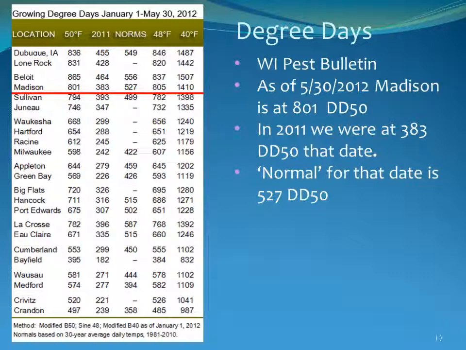This year, for the date of May 30th, I looked at the Pest Bulletin, and I believe we were at 400 degree days. So we weren't quite as cold as we were in 2011, but still pretty darn cold compared to the normal of 527. And these normals are calculated in about 30 to 50 year averages. So they do change the normals as the climate changes.